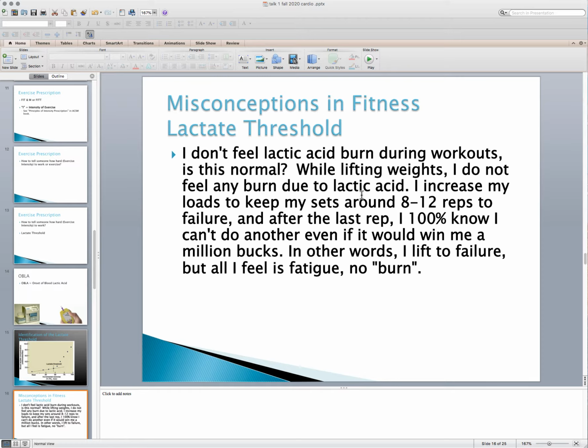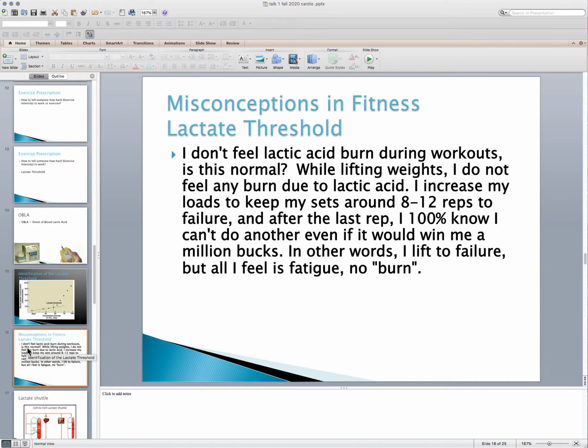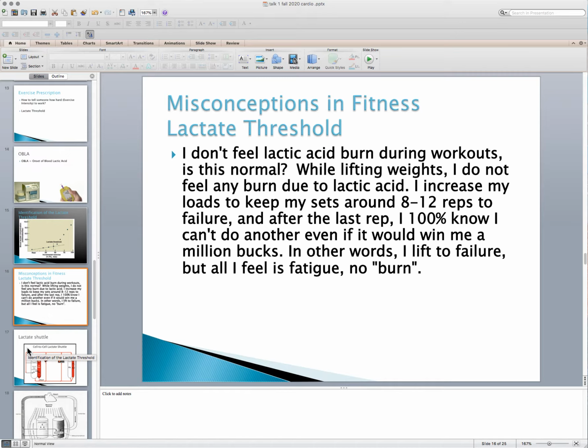"So I don't feel lactic acid burn during workouts while lifting weights. I don't feel any burn. I increase my loads and I keep my sets 8 to 12 to failure. I can't do another even if it would be $1 million. In other words, I lift to failure, but all I feel is fatigue and no burn." And this lactic acid, I mean, it sounds like an acid that it would be causing this burning, and that's not the case.